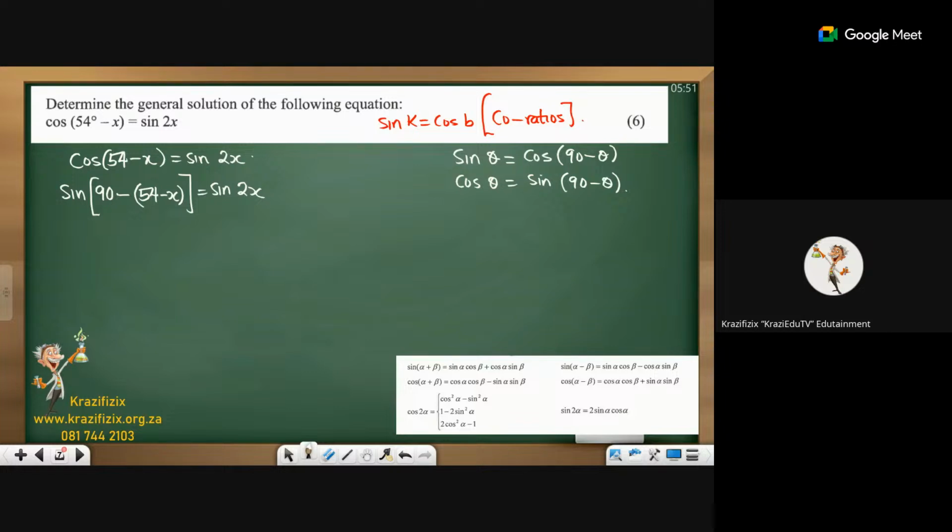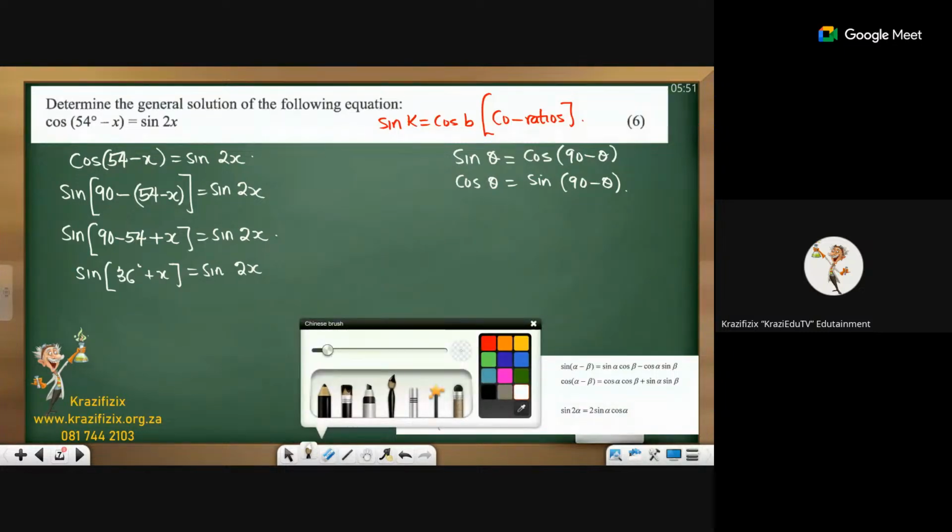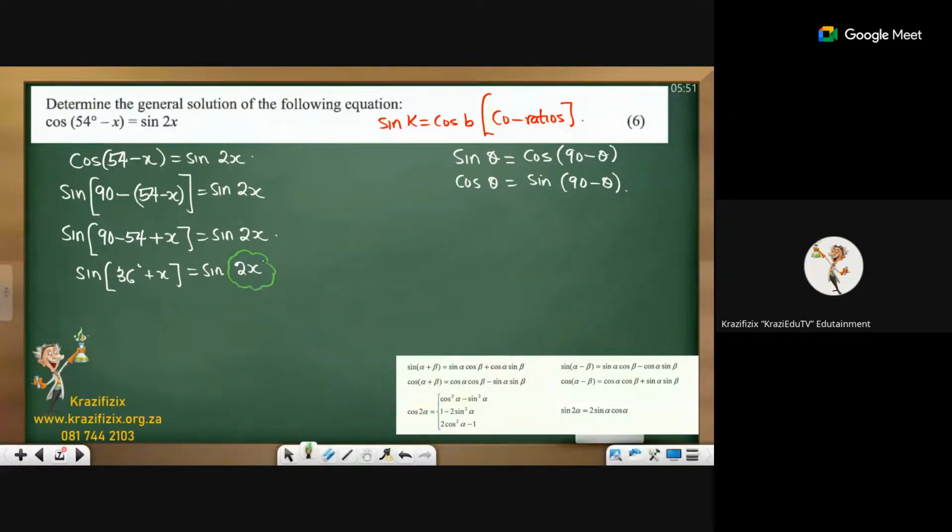That okay? All right. Now, let's simplify sine by expanding the bracket: 90 minus 54, negative, negative, plus x equals sine 2x. What is 90 minus 54? Please use your calculator there, all right? 36 degrees plus x equals sine 2x. Now, watch this. This is where the juice of this question now is. Once you get to this point, take this value as your reference angle.